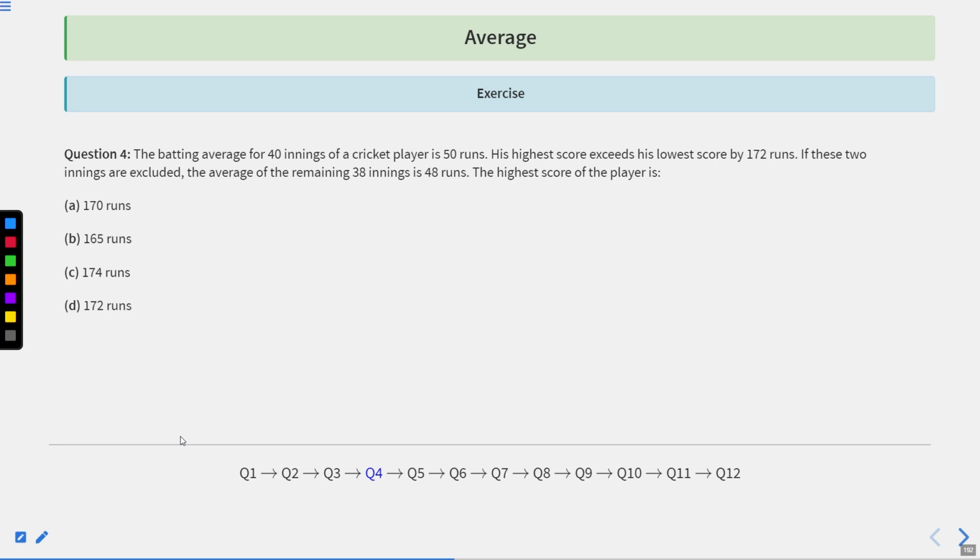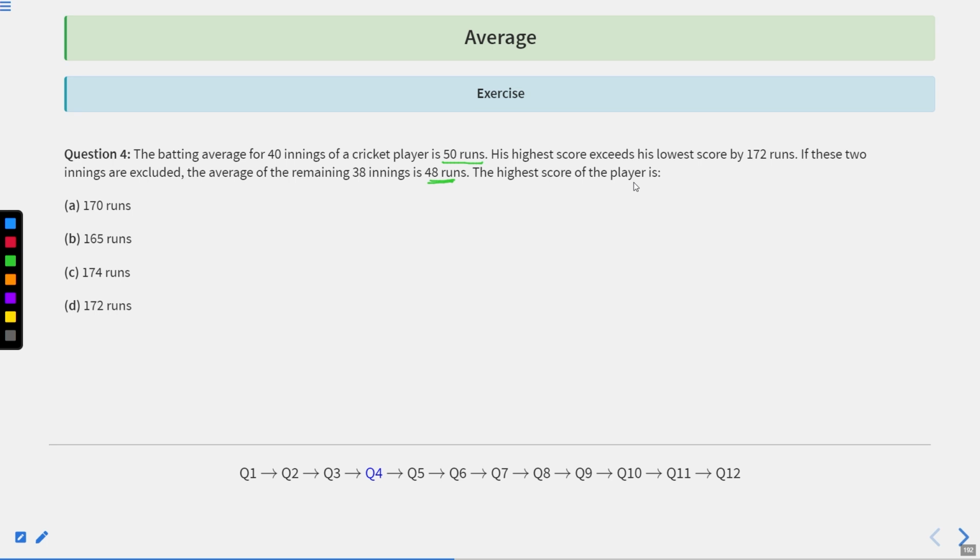Let us move ahead to question number 4. The batting average for 40 innings of a cricket player is 50 runs. So for a cricket player, you can suppose any of your favorite cricket players, and for 40 innings, his batting average is 50 runs. His highest score exceeds his lowest score by 172 runs. If these two innings are excluded, the average of the remaining 38 innings is 48 runs. The highest score of the player is?